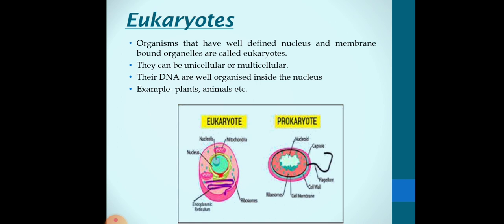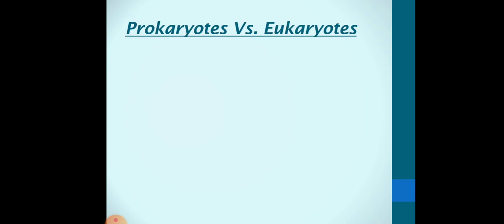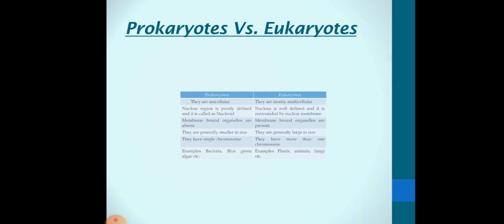Here in the diagram you can see a eukaryote. It has a nucleus, and inside the nucleus their genetic material, that is DNA, is present. Whereas in prokaryotes their genetic material, that is DNA, is just kept in the cell without any special structure. Okay, now let us try to understand the difference between prokaryotes and eukaryotes.